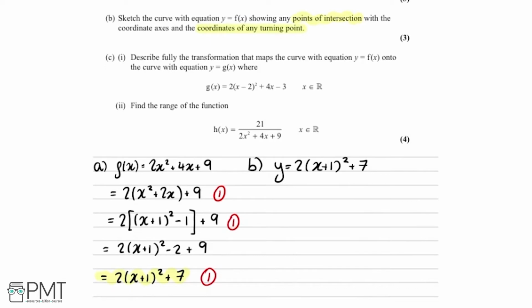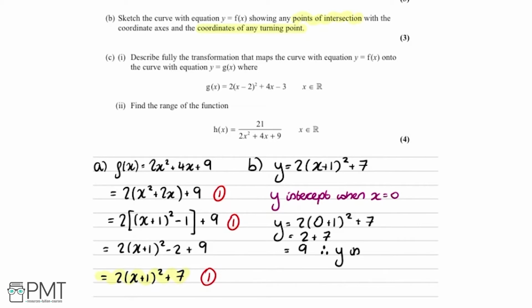Well, let's think about points of intersection first. So you've got the y-intercept when x equals 0. So we're going to try that. We would say y equals 2(x + 1)² + 7. If we set x equals 0, we've got 0 plus 1 squared plus 7, which equals, okay, so that's 2. And this bracket would just turn out to be 1, so we can ignore that, and that would be 7 plus 2, and that would be 9. So therefore, the y-intercept is going to be at (0, 9).